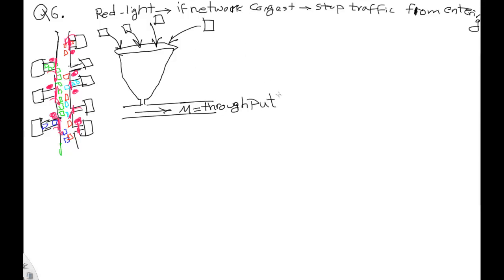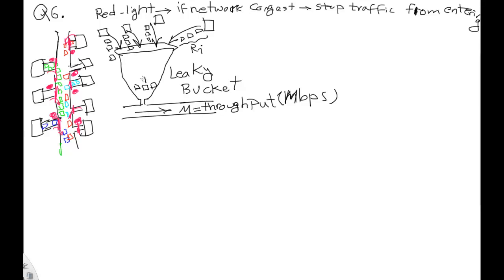For your network, this is usually in megabits per second, or Mbps. And then you've got your devices that are adding packets at a certain rate. Each of these, call them R sub i, is the rate at which they are adding packets to your network. When these packets arrive inside the leaky bucket, they basically accumulate inside this bucket, okay?